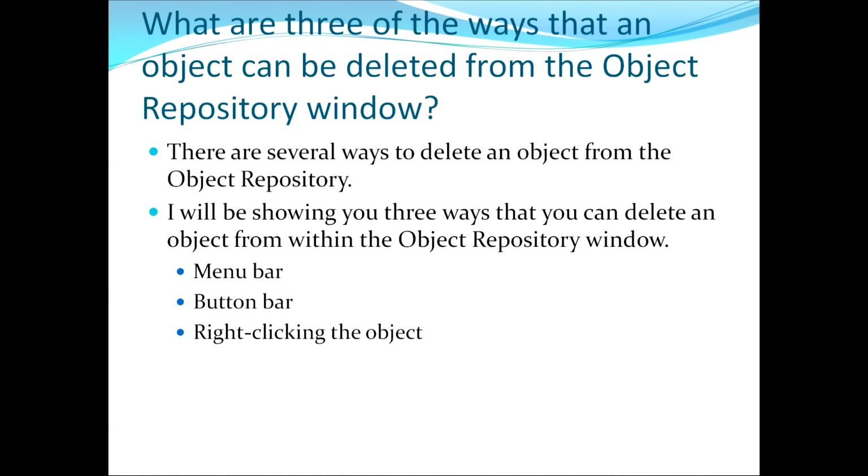This moves us to the third topic, which asks the question, what are three of the ways that an object can be deleted from the object repository window? There are several ways to delete an object from the object repository. I will be showing you three ways that you can delete an object from within the object repository window. The three ways that I'll be showing you are first, by using the menu bar, second, by using the button bar, and third, by right-clicking the object. I'll now flip over to QTP to show you these three examples.